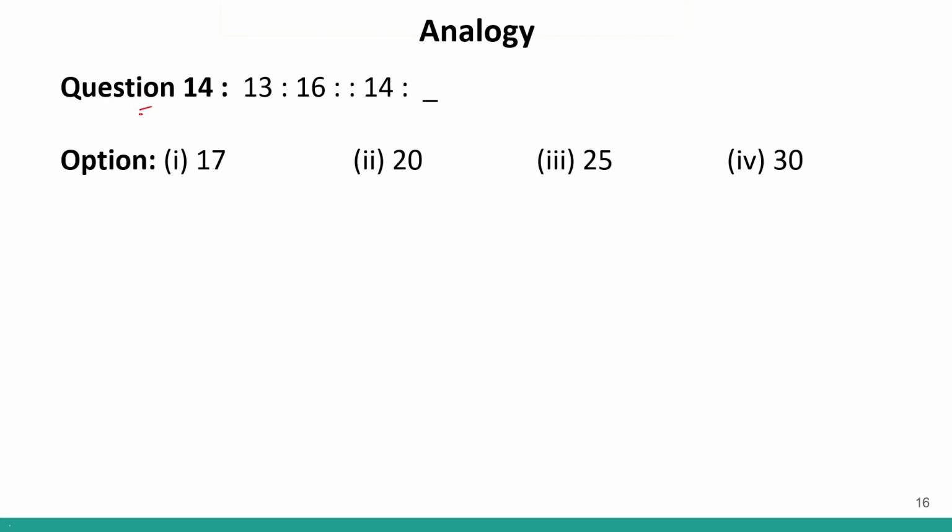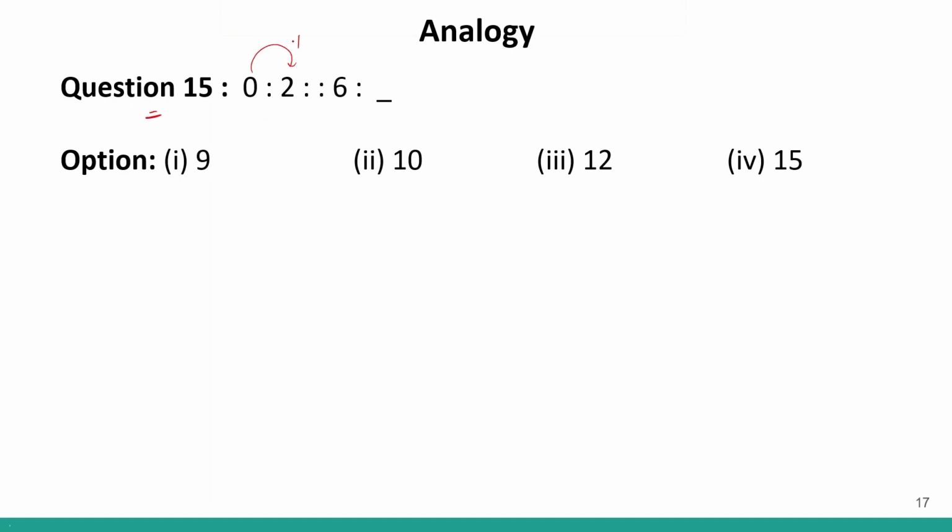Okay. Question number 14. Relationship between 13 and 16. This is simply plus 3. So here also I can do plus 3. If I do plus 3, I will get 17, which will be my answer. So answer will be 17, option number 1. Okay, moving on to question number 15.